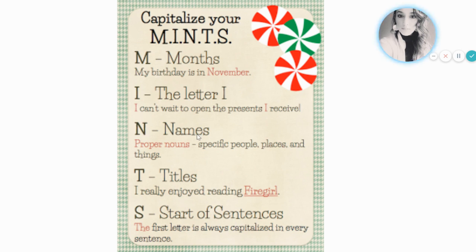N stands for names. Proper nouns or proper names of specific people, places, and things. We kind of went over that already. T stands for titles. I really enjoyed reading Fire Girl. We capitalize F in Fire Girl because it is a specific name of a book or a story. And then finally, S stands for the start of sentences. The first letter is always capitalized in every sentence. So right here in the beginning, we capitalize the letter T because it is the first letter at the beginning of a sentence.